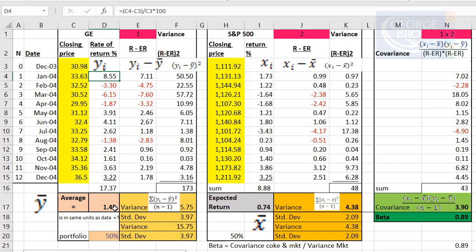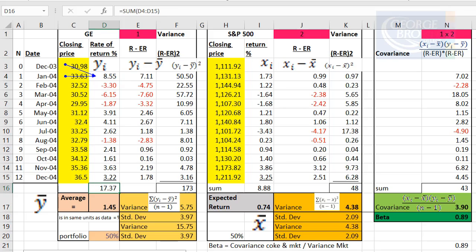So just very quickly, you can see I put this in Excel. The only hard-coded data is the prices that we need to observe and input. To calculate the return, it's simply, as you can see from my formulas, ending minus beginning divided by beginning times 100. That's really easy. 33.63 minus 30.98 divided by 30.98 gives us our 8.55.